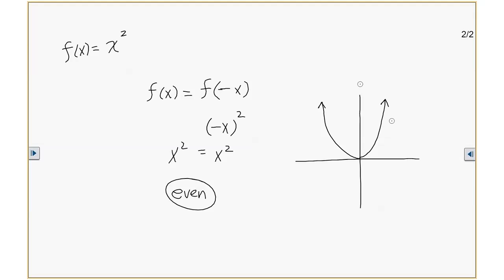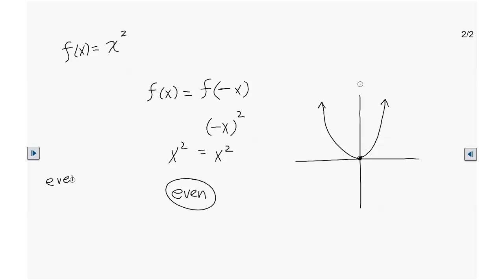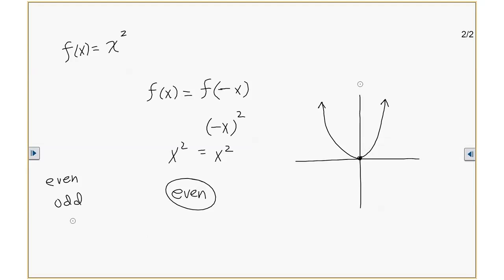A lot of people say, well, Hubert, that's the origin. Yes, but if it was symmetrical around the origin, each point here would be reflected where? Each point here, which is x cubed. All right, now, since I found that it's even, do I need to go test it to see if it's odd? No, it's either going to be even, odd, or none of the above.